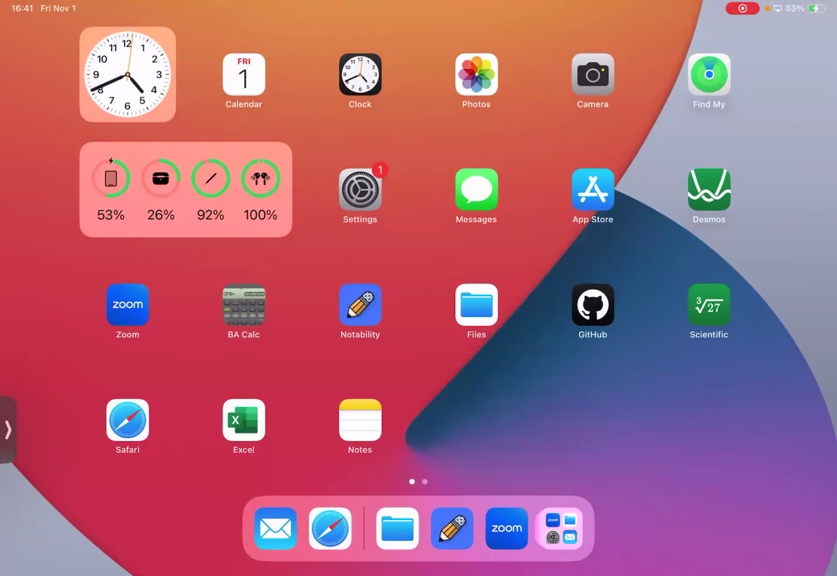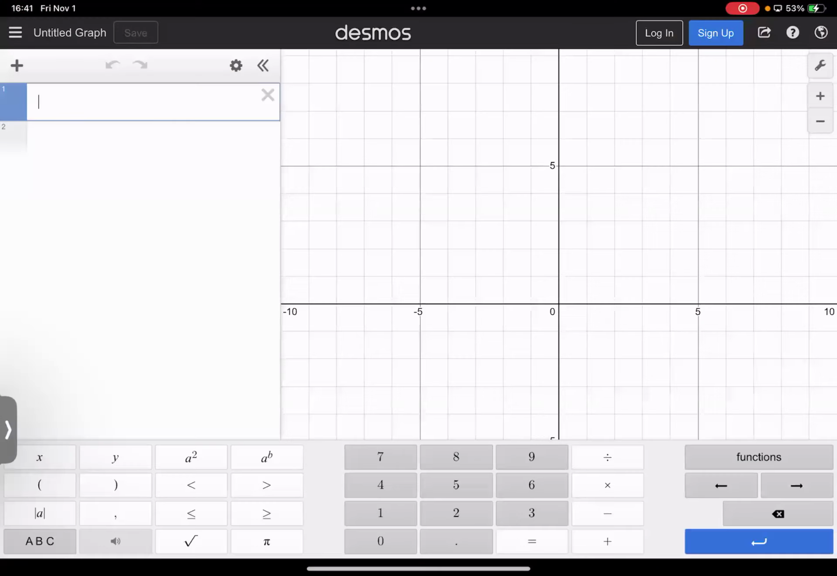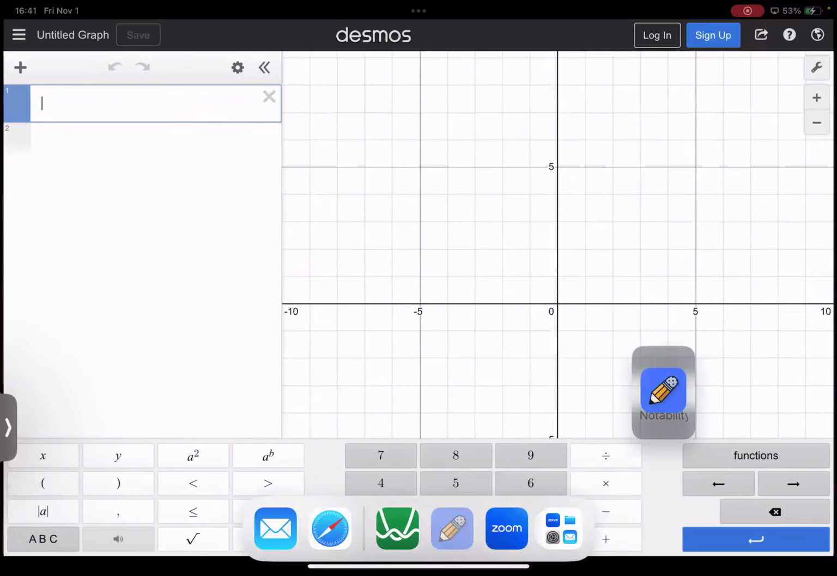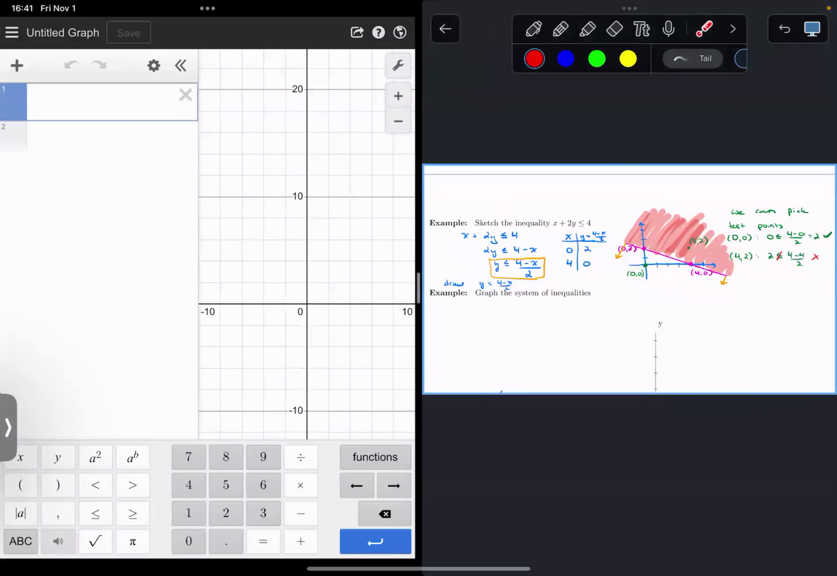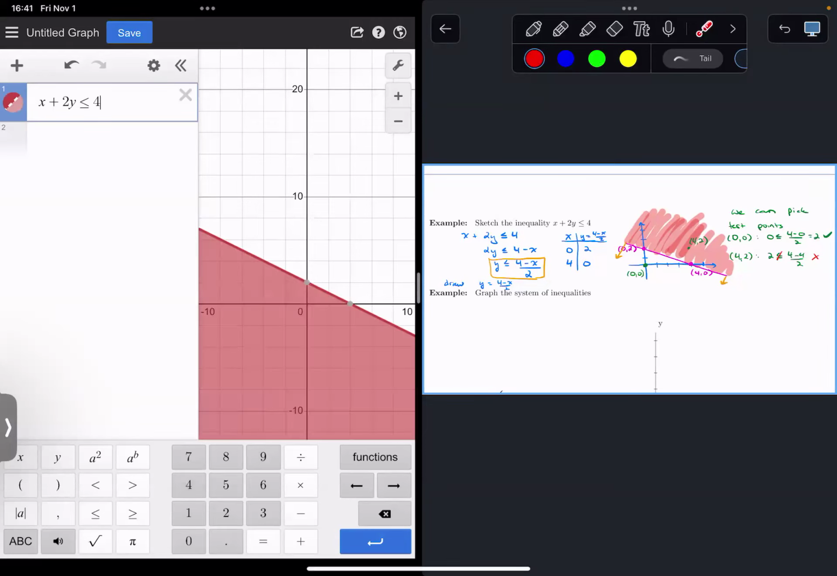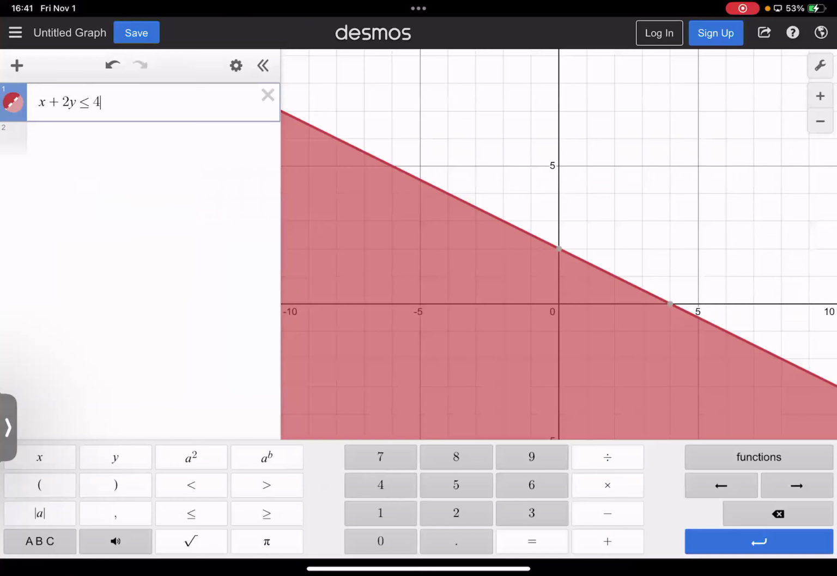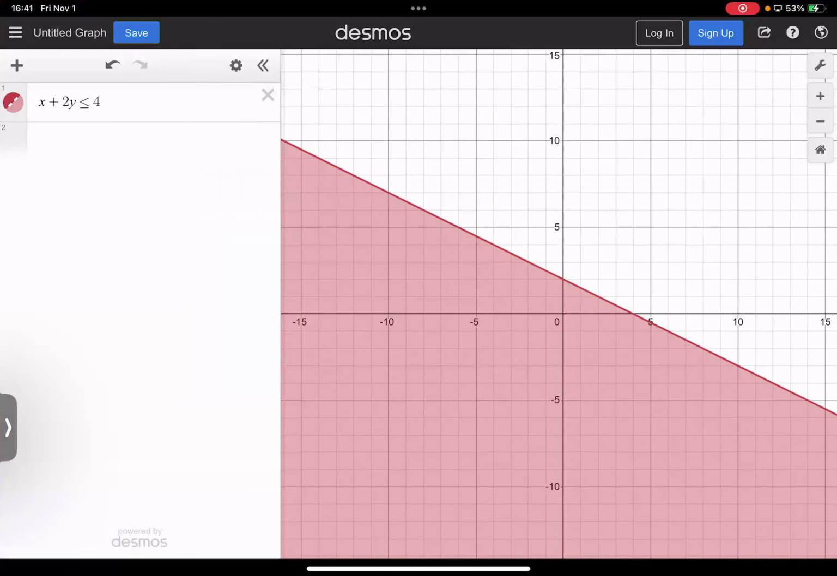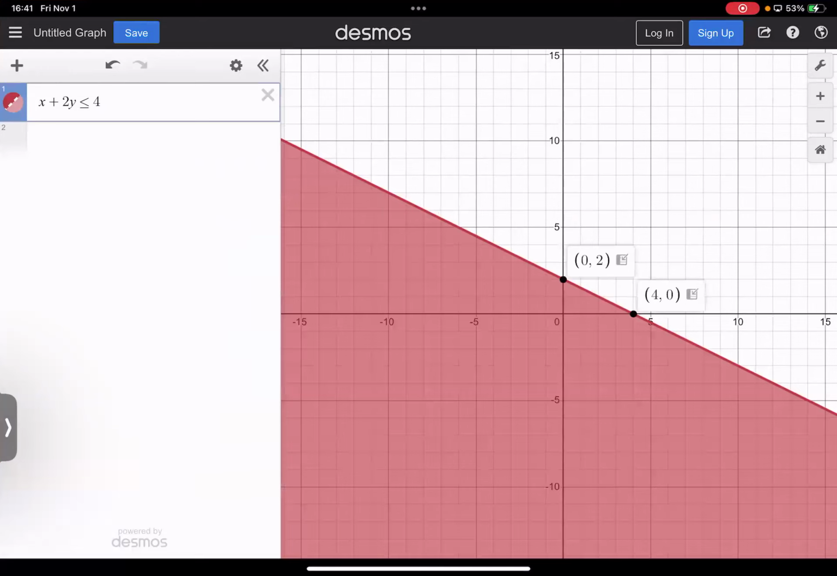Let's see here. Where's my Desmos? And now I've forgotten. x plus 2y is less than or equal to 4. Hey, it even used the same colors as me. Nice. So it does shade the region that satisfies the inequality, as opposed to us. But like I said, there's a method to the madness.